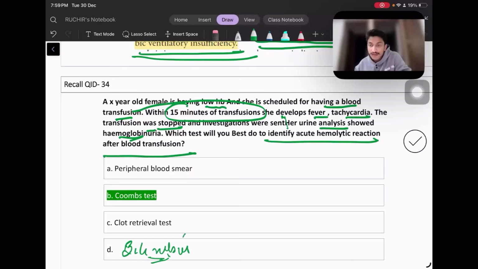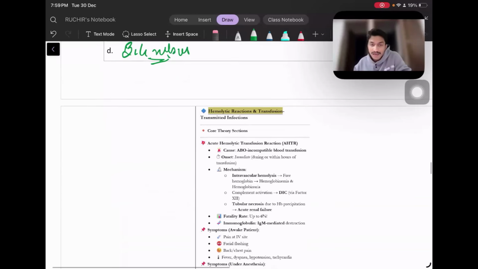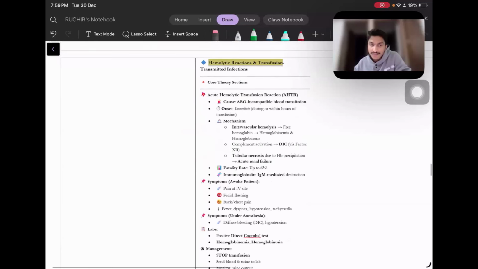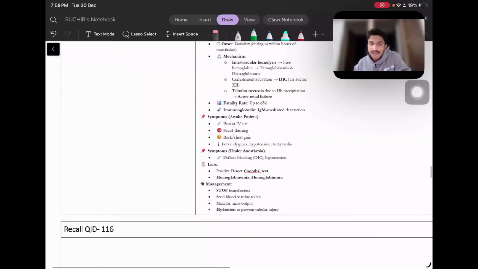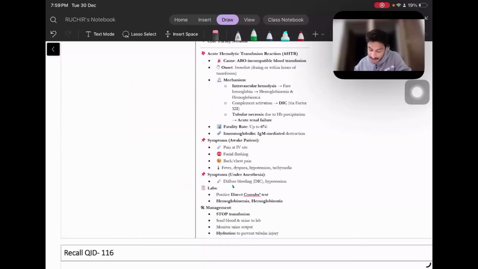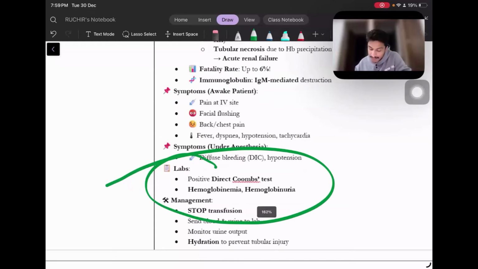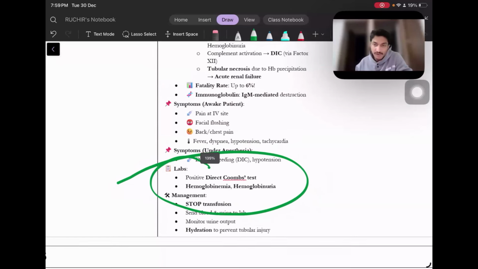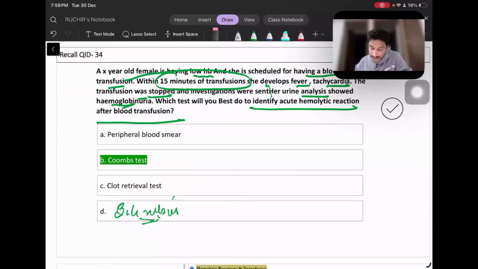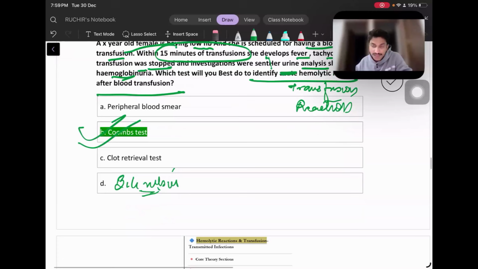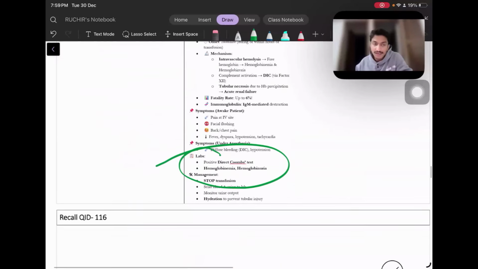Okay, right. Here again, they have gone to the Schwartz chapter where they have clearly mentioned the investigation and the symptomatology of the hemolytic reactions, wherein you go for the Coombs test for the lab investigation, and you have hemoglobinuria. Best test to identify hemolytic transfusion reaction, or transfusion reaction for that matter. The correct answer is Coombs test. Again confirmed from Schwartz, which we have clearly summarized here.